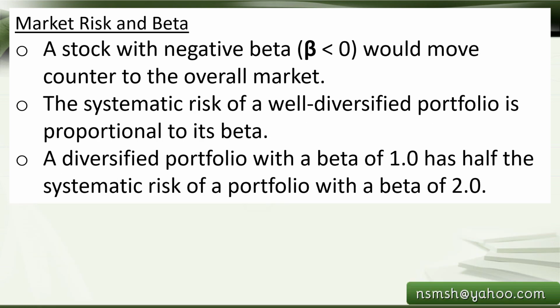Market risk and beta: a stock with a negative beta would move counter to the overall market. If your beta value is negative, that means whenever the overall market is moving downward, this particular stock will be moving upward. And if the market is moving upward, it will move downward. The systematic risk of a well-diversified portfolio is proportional to its beta. A diversified portfolio with a beta of 1 has half the systematic risk of a portfolio with a beta of 2. So we will study this with some examples.